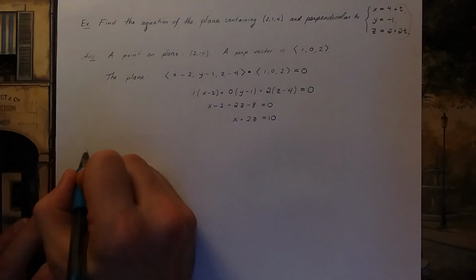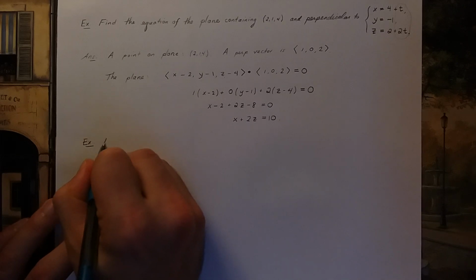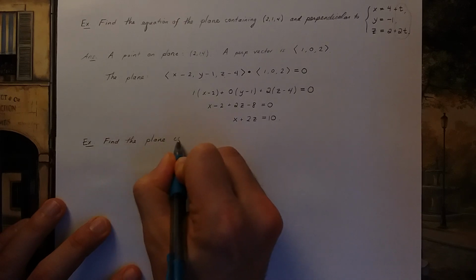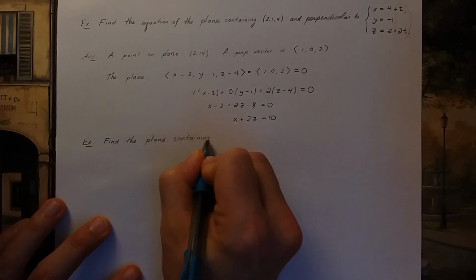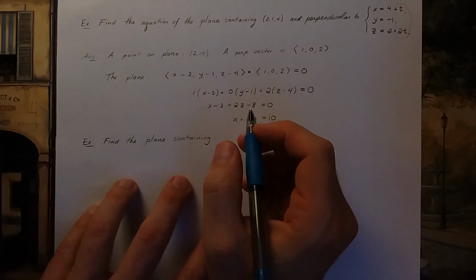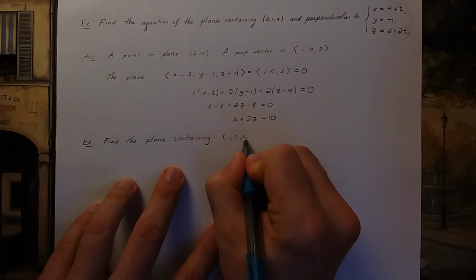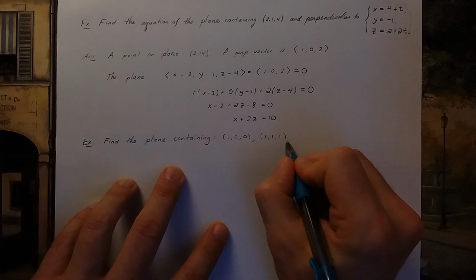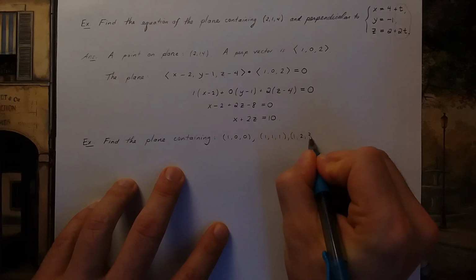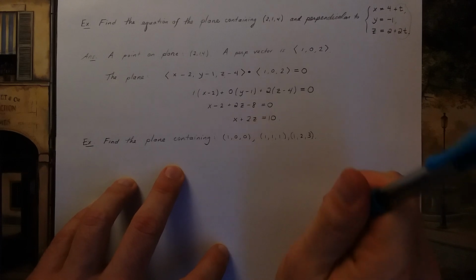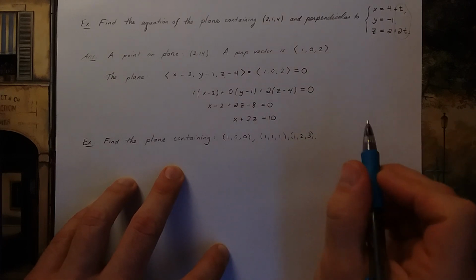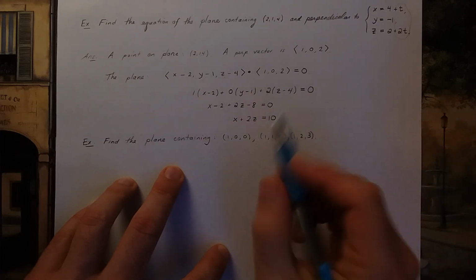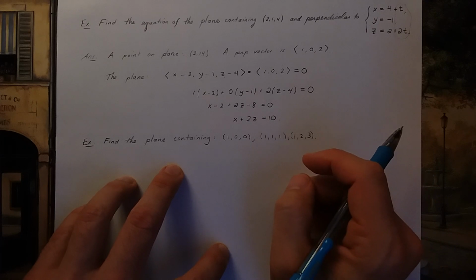All right, let's do another example of finding a plane. So let's find the plane containing 3 points. So how about I pick the points (1, 0, 0), (1, 1, 1), and (1, 2, 3). There's one and only one plane that contains these 3 distinct points. That's why a camera tripod has 3 legs, because you need 3 points to determine a plane uniquely.